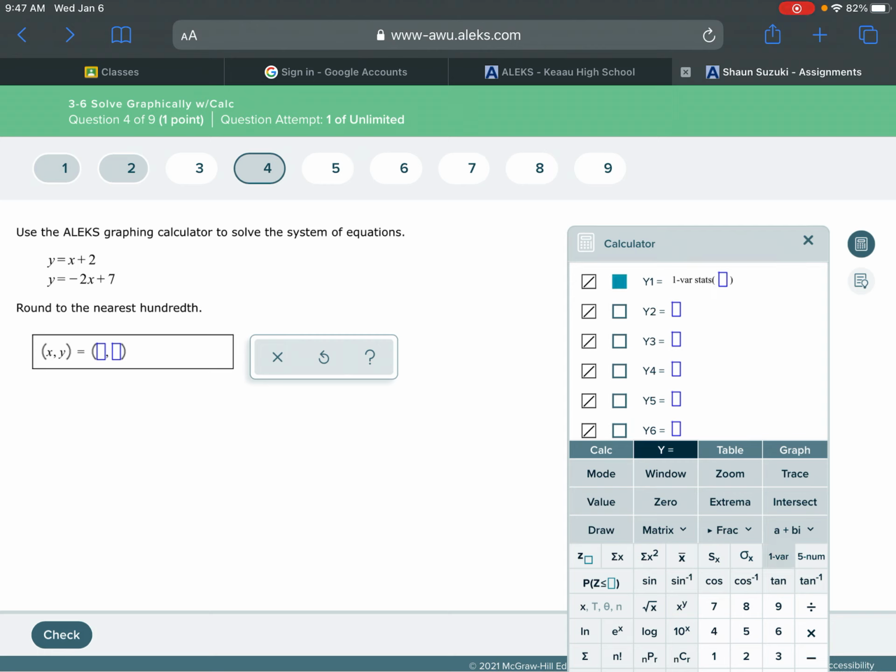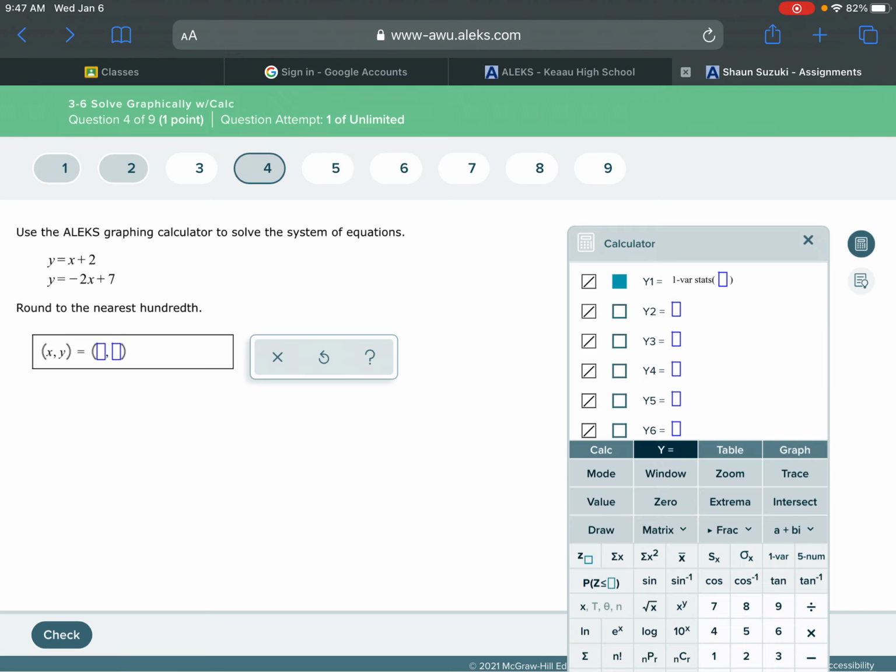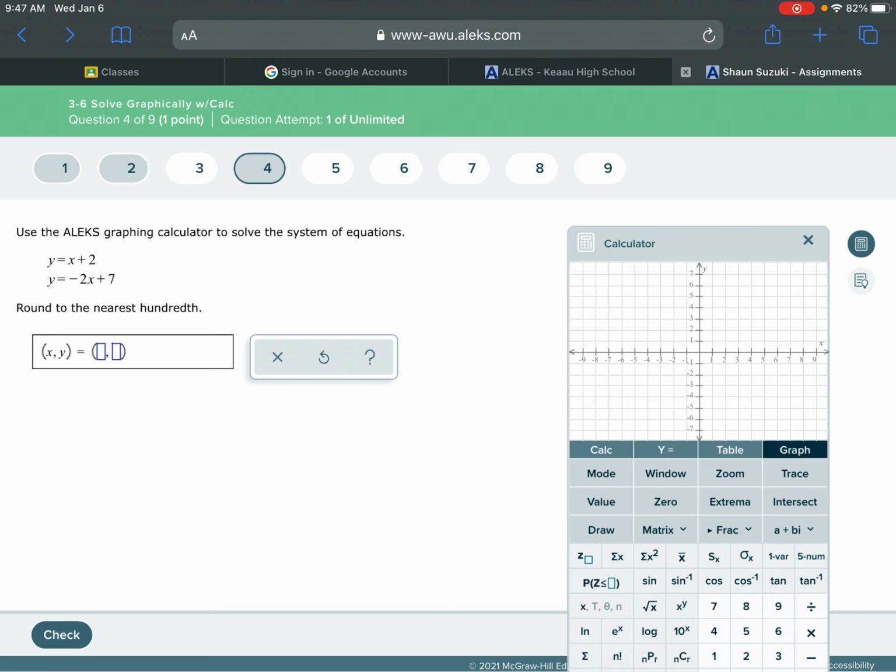Nope. Well, anyway, what you would do in here is you would put your two equations in, x plus 2 and negative 2x plus 7 in the second one for y2. So we'd have two of them. Let me show you what it would look like in Desmos then, but it's the same idea. You would do the same thing. Once you put your things in there, you'd hit graph and it would show you your graph. Now you can also do it in Desmos.